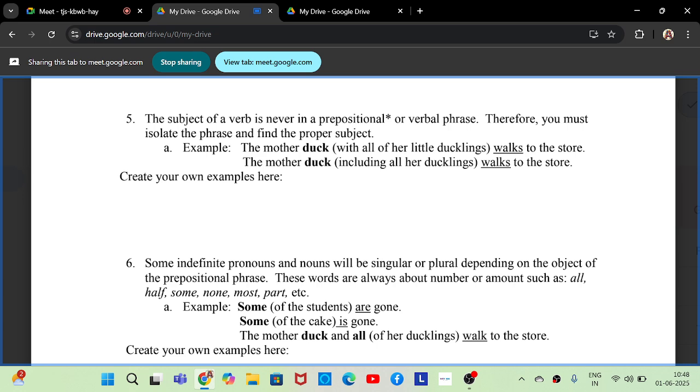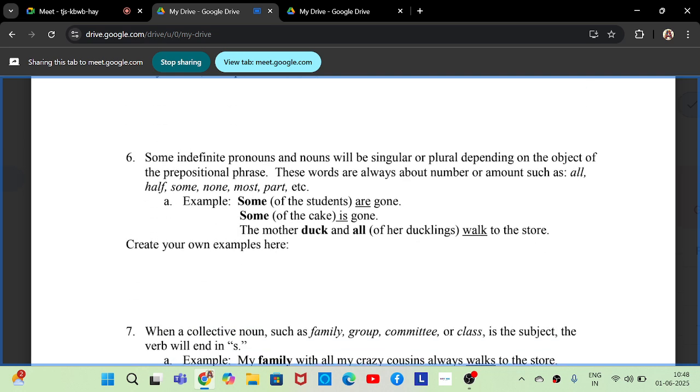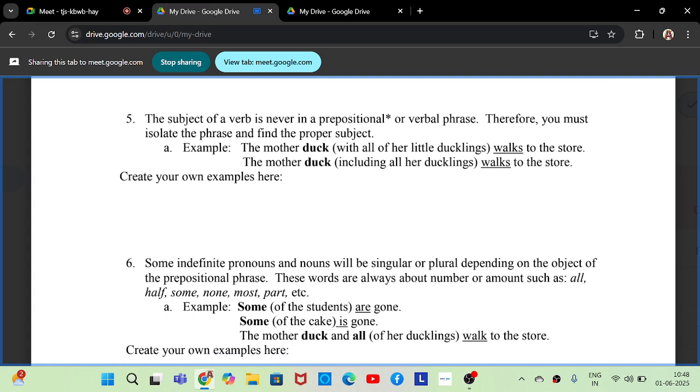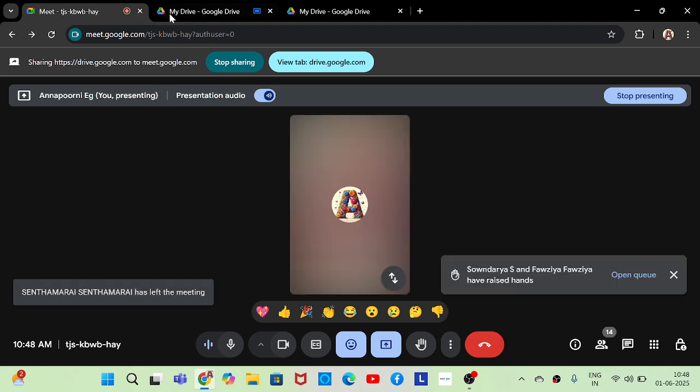So the girl is singular. I can say, the girl standing behind her friend cries, or crying. Either you can use the ing form or the first form of the verb, cries. I hope you understood the fifth one. Any doubts in the fifth rule? I hope the fifth one is clear.